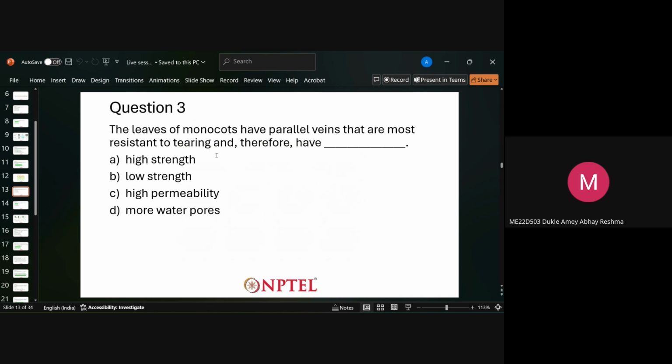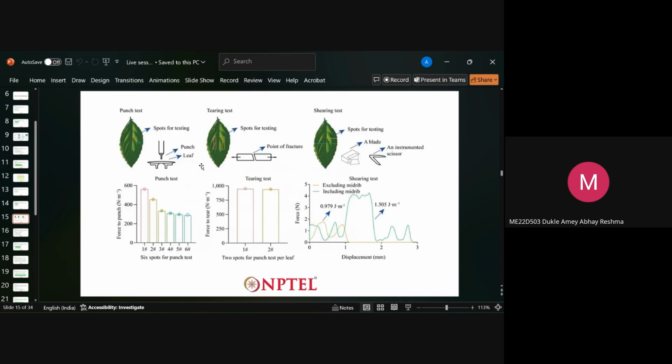Moving to the next question, the leaves of a monocot have parallel veins that are most resistant to tearing, and therefore have high strength, low strength, high permeability, or low water force. So basically, since they are resistant to tearing, they will have high strength. These are the few tests which are done: the punch test, the tearing test, and the shearing test.